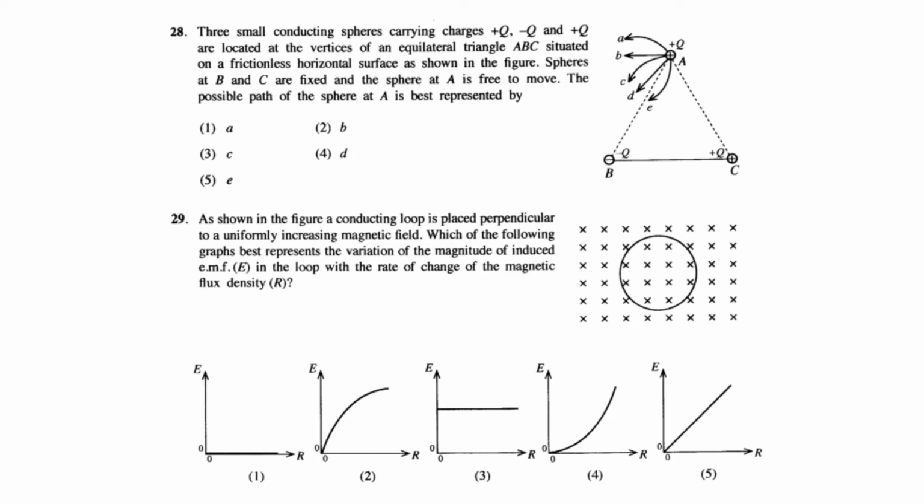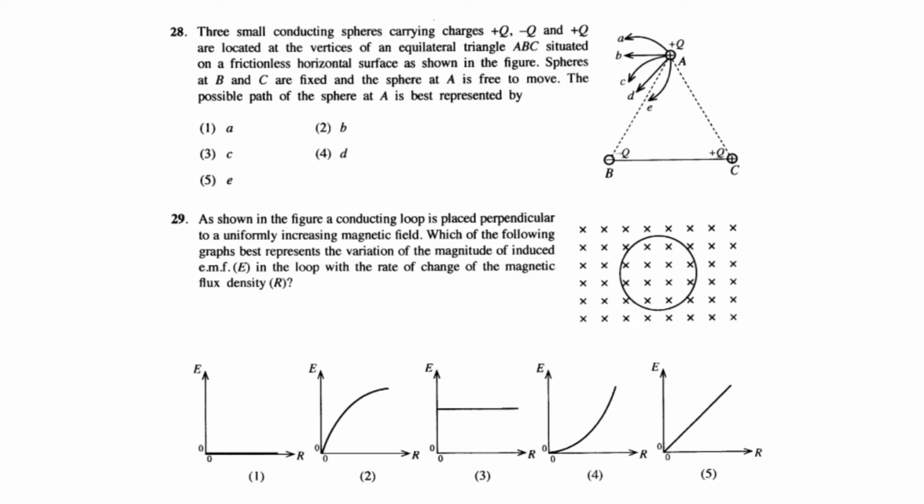Question number 29. A conducting loop is placed perpendicular to a uniformly increasing magnetic field. They are asking which graph best represents the variation of the magnitude of induced EMF in the loop with the rate of change of the magnetic flux density.